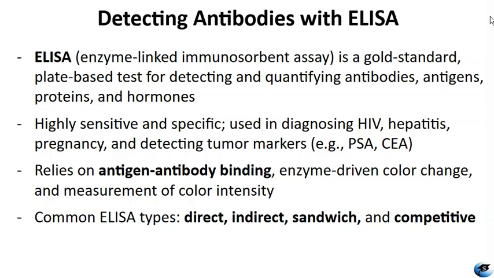So how does it work? ELISA relies on antigen-antibody interactions, a very specific binding process. And then once binding occurs, an enzyme-linked antibody is introduced, and it triggers a color change in the presence of a substrate. The intensity of that color directly corresponds to the amount of the target molecule present. Then we can measure that color using a spectrophotometer or a plate reader to determine concentration.